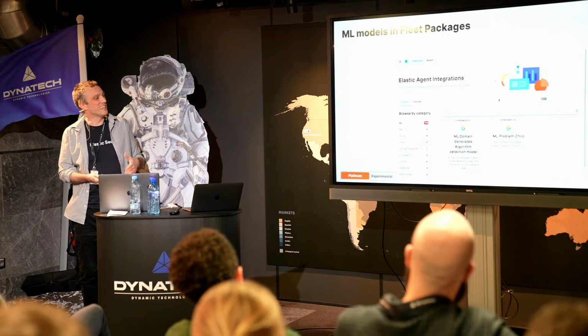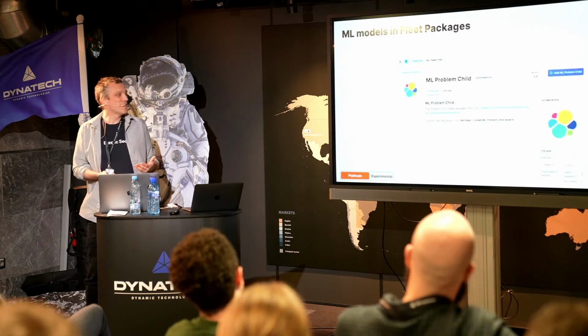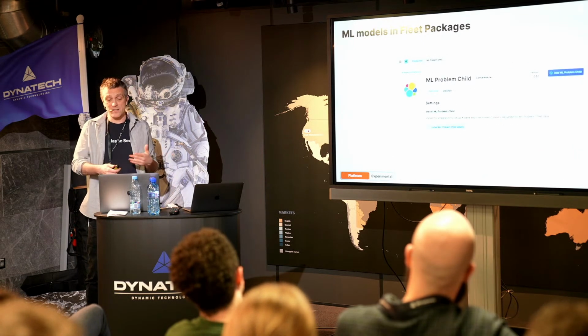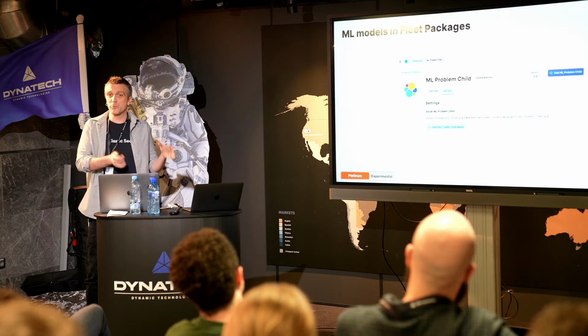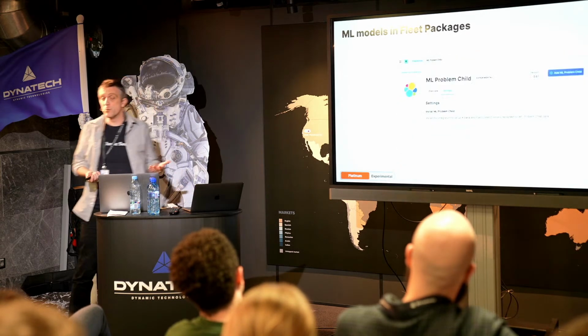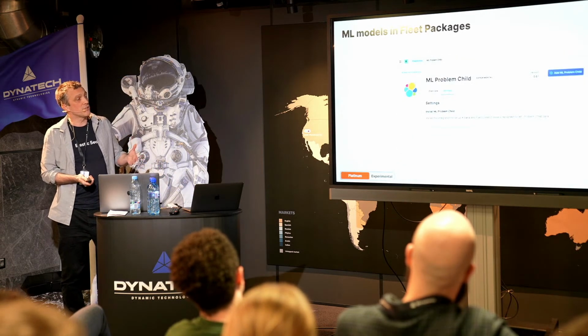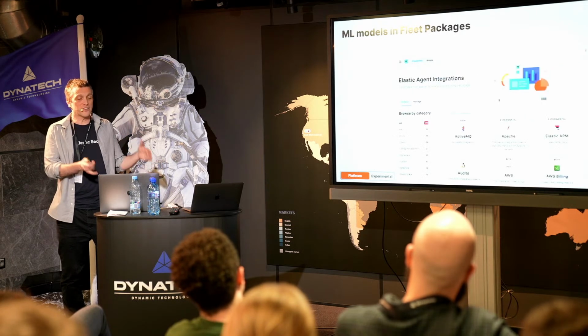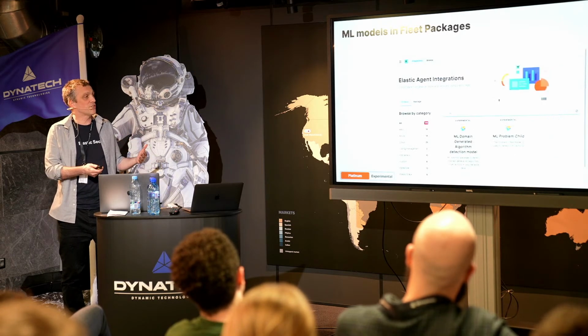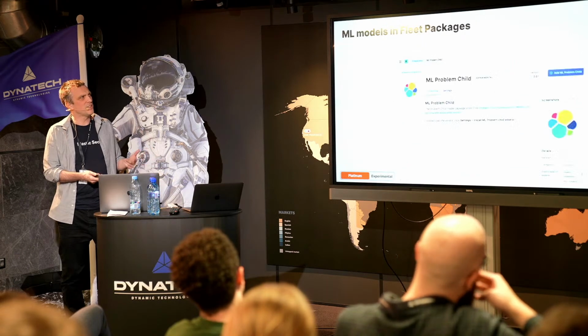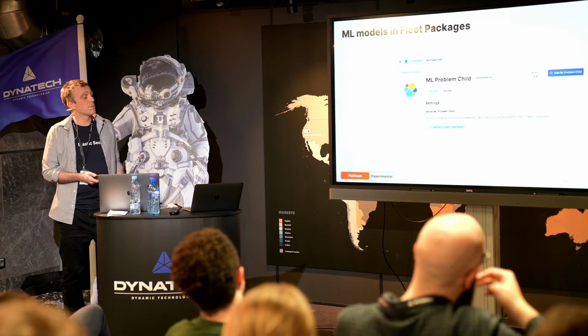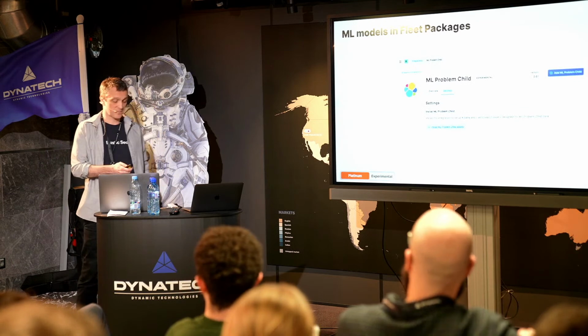Problem child is a really nicely named machine learning job. And this looks at, typically, what kind of processes spawn child processes. It's very normal sometimes for this to happen, but it's not very normal for an Excel spreadsheet to start running a process that connects to the internet. This is a bit strange, and maybe something that we want to know about.